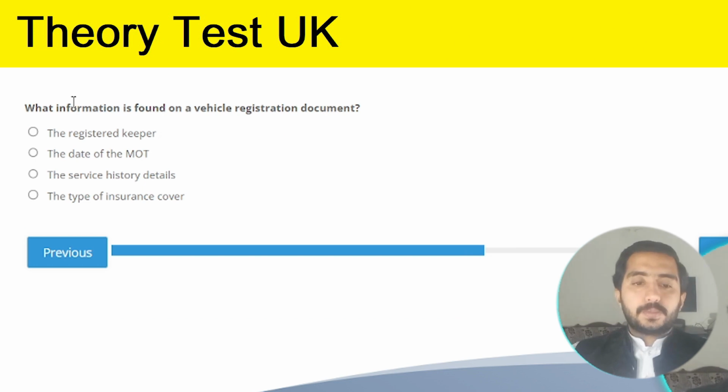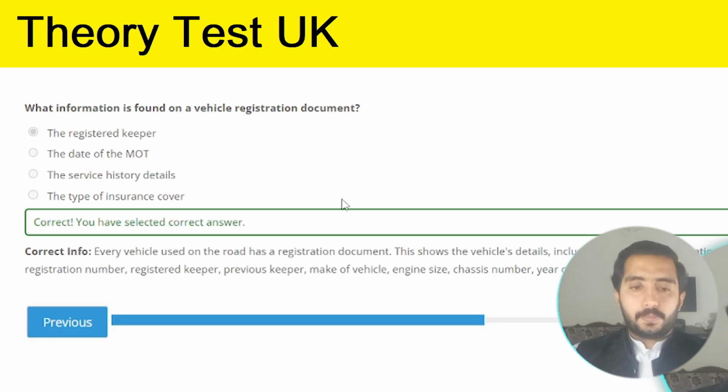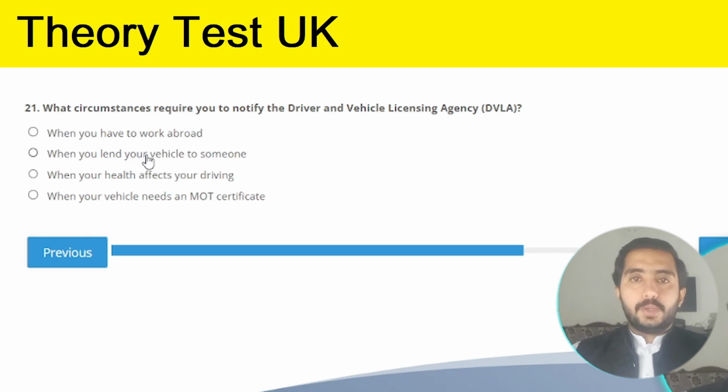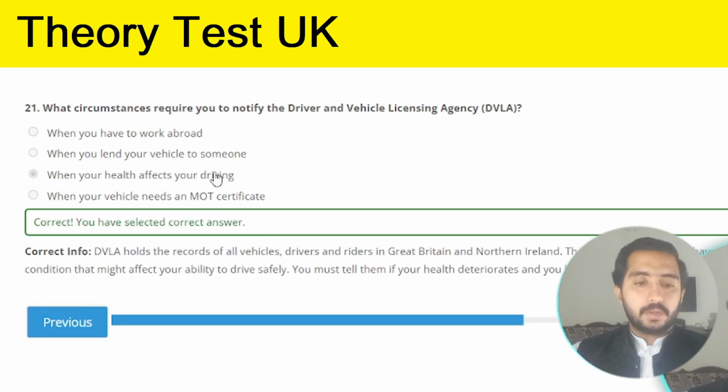What information is found on a vehicle registration document? The correct option is the registered keeper. Option A is the correct one. Question number 21. In what circumstances are you required to notify the Driver and Vehicle Licensing Agency? The circumstance is when your health affects your driving. Option C is the correct option.